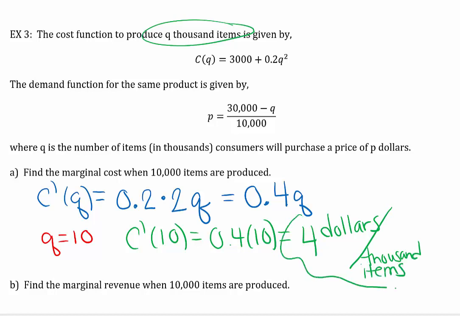This is a rate of change of cost. So this is telling me that if I increase the number of items produced, the cost is going to increase. So the cost will increase by $4 per additional 1,000 items produced.